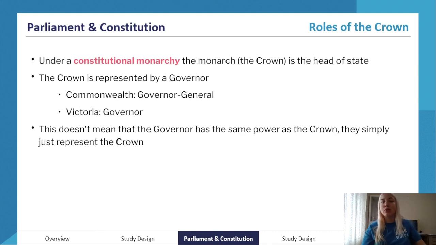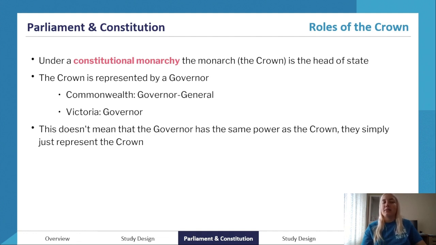So now looking at the roles of the Crown. So in Australia, we have what's called a constitutional monarchy, meaning that we have a monarch, which is the Crown and is the head of state. Obviously, the monarch or the Crown refers to the royals in England. And constitutional refers to the fact that we have a constitution protecting us, and all of our rights and key fundamental laws are outlined and can only be changed via a successful referendum.